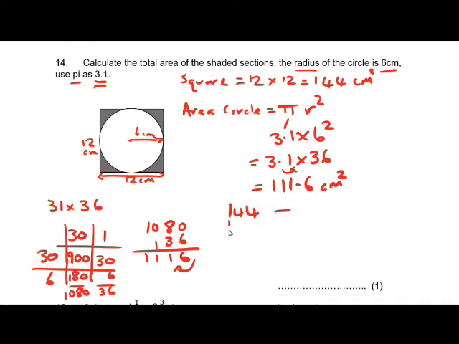So our shaded area is the area of the square, take away the area of our circle. Do the maths for this. Don't forget your decimal point. And you end up with 32.4 centimeters squared as the area of the grey shaded areas. So the area of the square, take away the area of the circle.